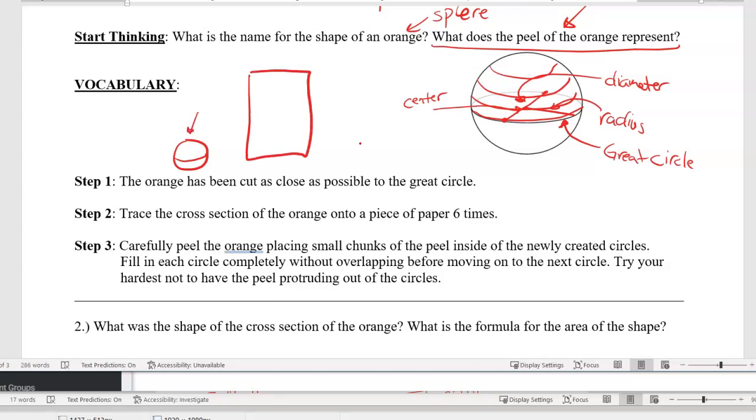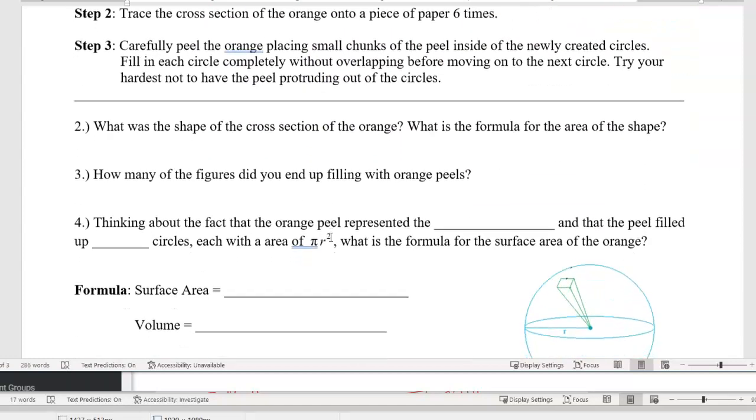They were then supposed to get a piece of paper and they traced out the cross section of their sphere. So they got a circle, and I had them do 6 of them. So they had 6 circles. It was nothing super special about the number 6. It was just I knew that was more circles than they needed. And then they peeled the orange and they started setting it inside of here. And they filled up one of the circles, and then they filled up the other circle, and they filled up another one, and they started running out of peel, and then they were able to finish by filling up this last one. So that led them to answering these questions right here.